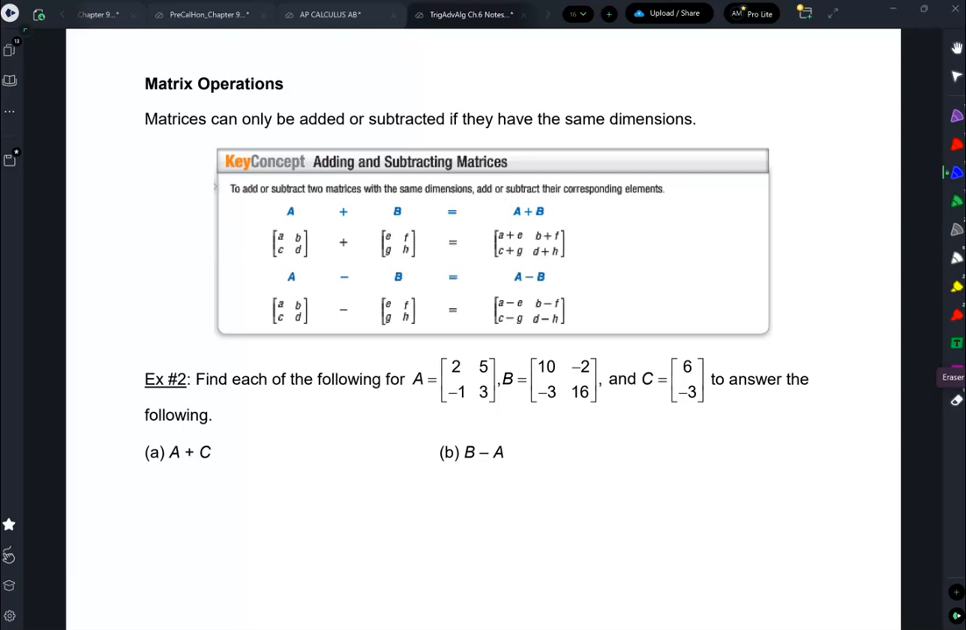So the way I add is the following. I take the first one here, the one in the same position here, I literally just add up those two numbers and I put the sum in the same position, right? So straightforward. If I took this one, I take the one that corresponds, sum goes there. This one goes there. That's why they have to be the same dimensions.